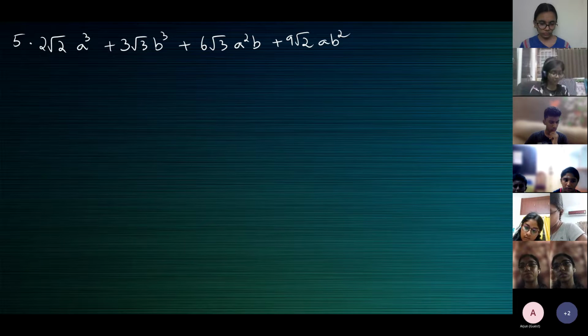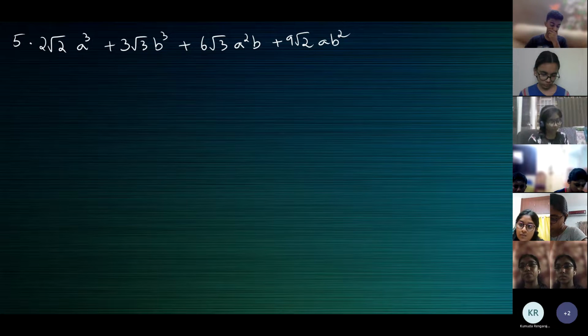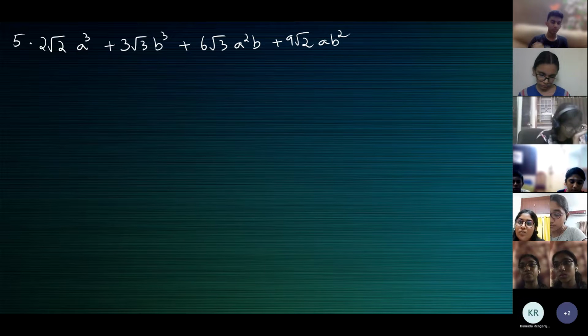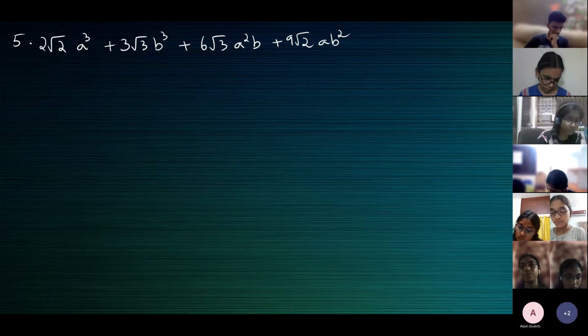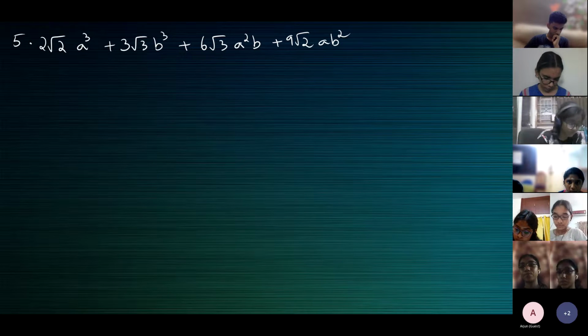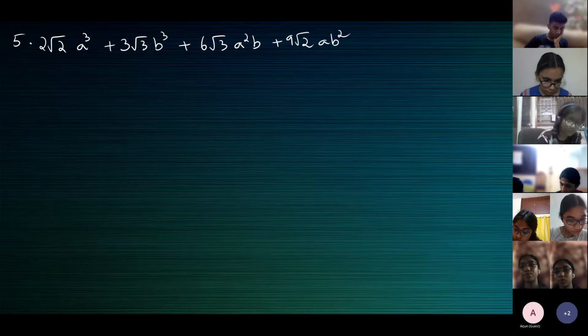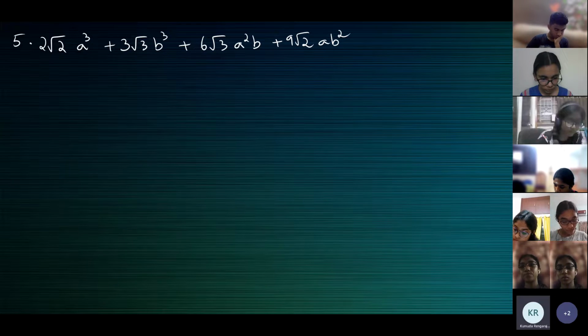Yes, you can use your book and tell me. A cube minus B cube minus 3AB. A cube minus B cube. Which is the identity that has 4 terms and 2 perfect cubes in it?